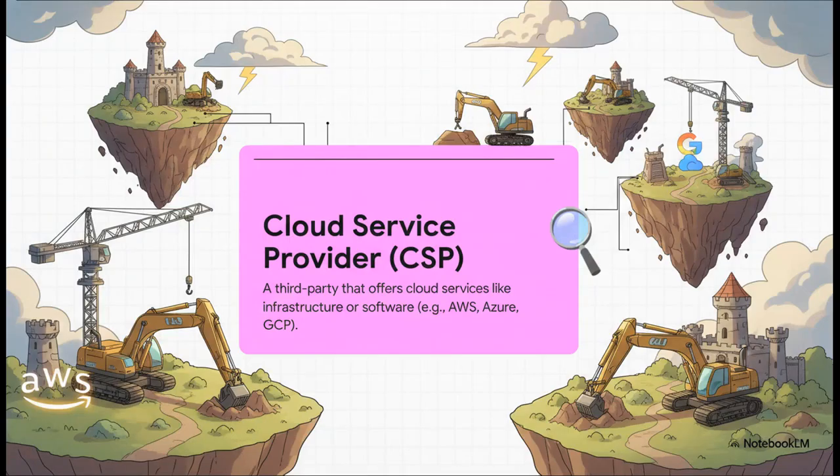Now, of course, the company building the fortress doesn't own the land itself. That's owned by what's called a cloud service provider, or CSP. We're talking about the big players here: Amazon Web Services, Microsoft Azure, Google Cloud. In our fortress metaphor, they're the ones providing the land and all the heavy machinery.